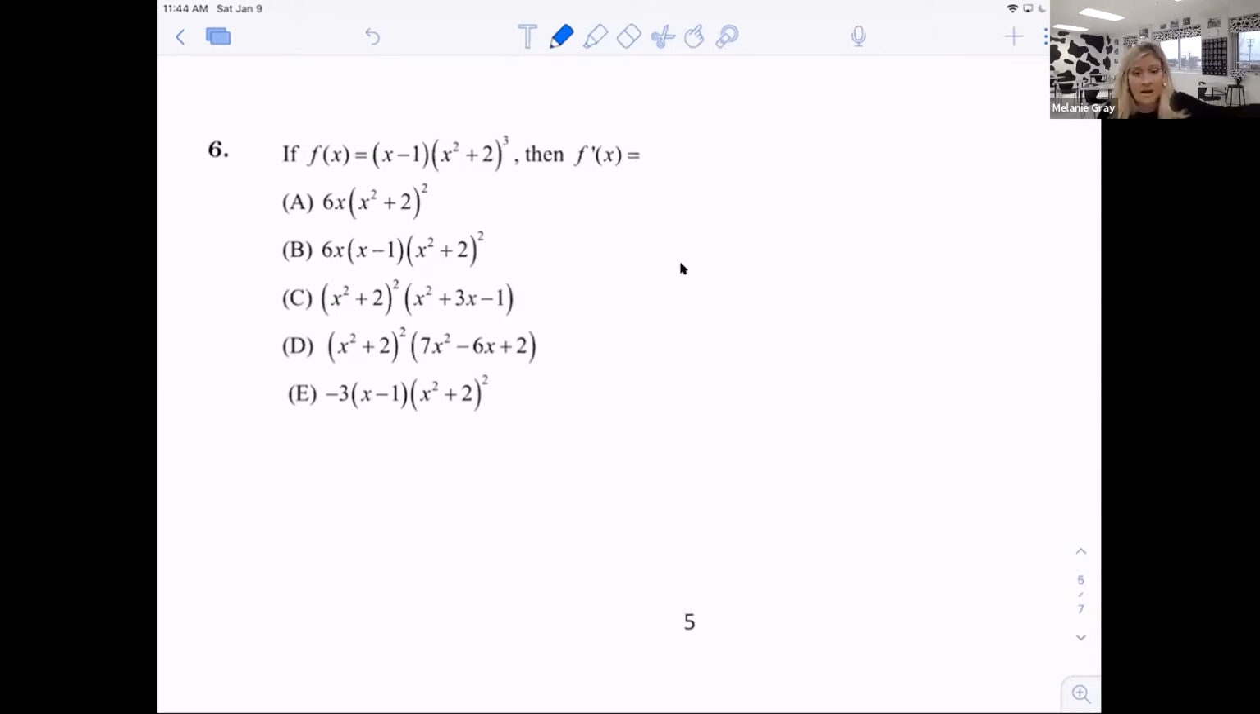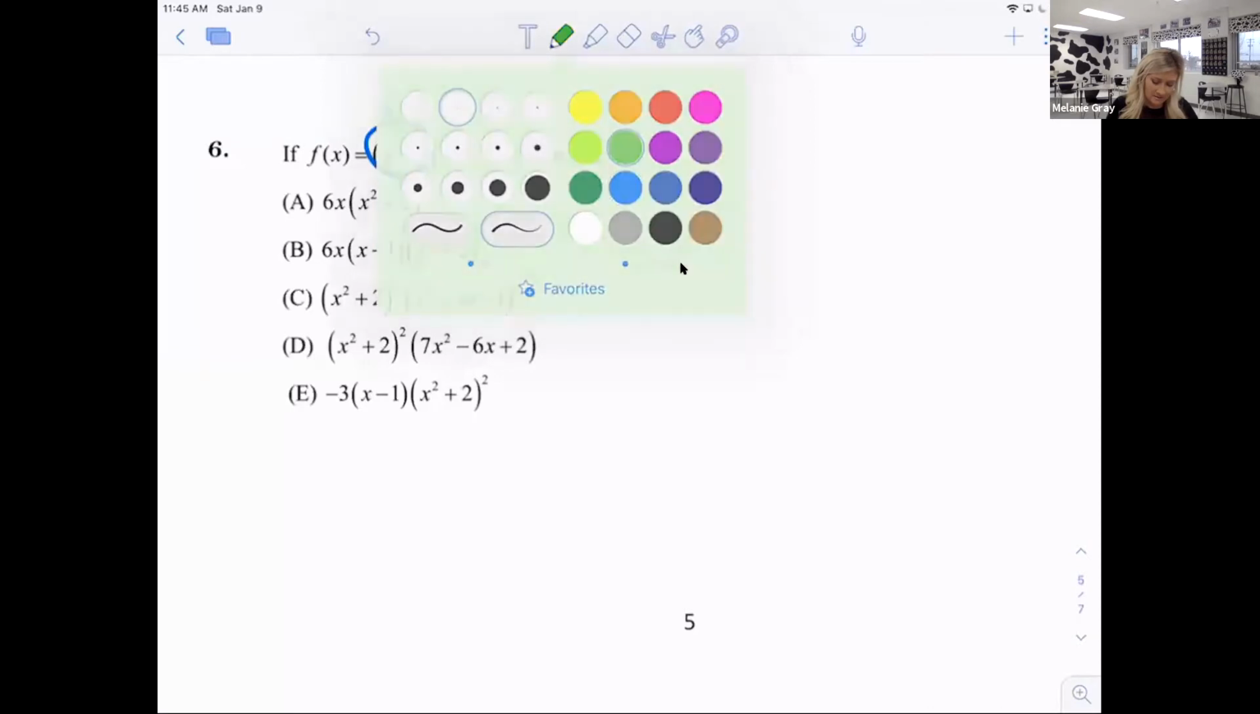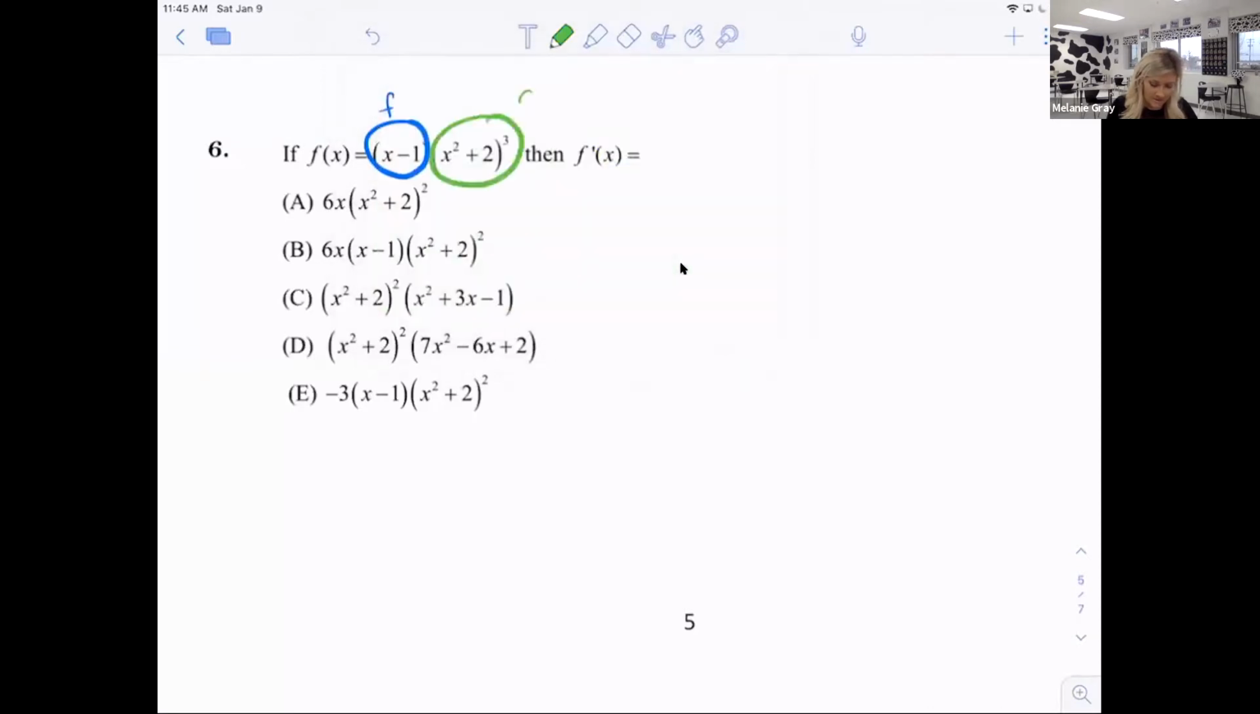So for this one, as I already mentioned, we do have a product rule and we have a chain rule going on. So I'm going to start with my product rule here. For my product rule, I'm going to call this my F and this whole thing here is going to be my G, and that's how I'm going to get started. And I'm going to do GF prime plus FG prime.